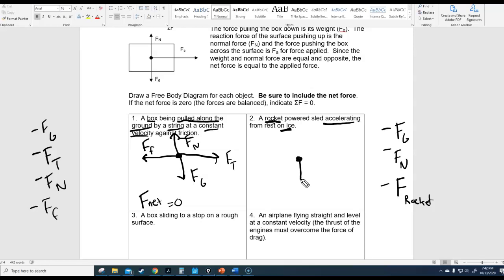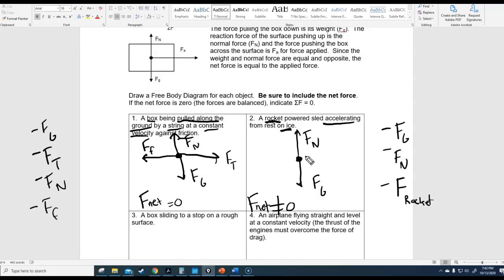Alright, force of gravity is going down. Normal force is going up. The fact that it's accelerating, by the way, means that the net force is not equal to 0. Remember back to the first law flowchart, there's only 3 possibilities. If the net force is 0, the object is either at rest or moving at a constant velocity. The third possibility is that it is accelerating and changing its velocity. So because it says it's accelerating, that automatically means the net force is not equal to 0.